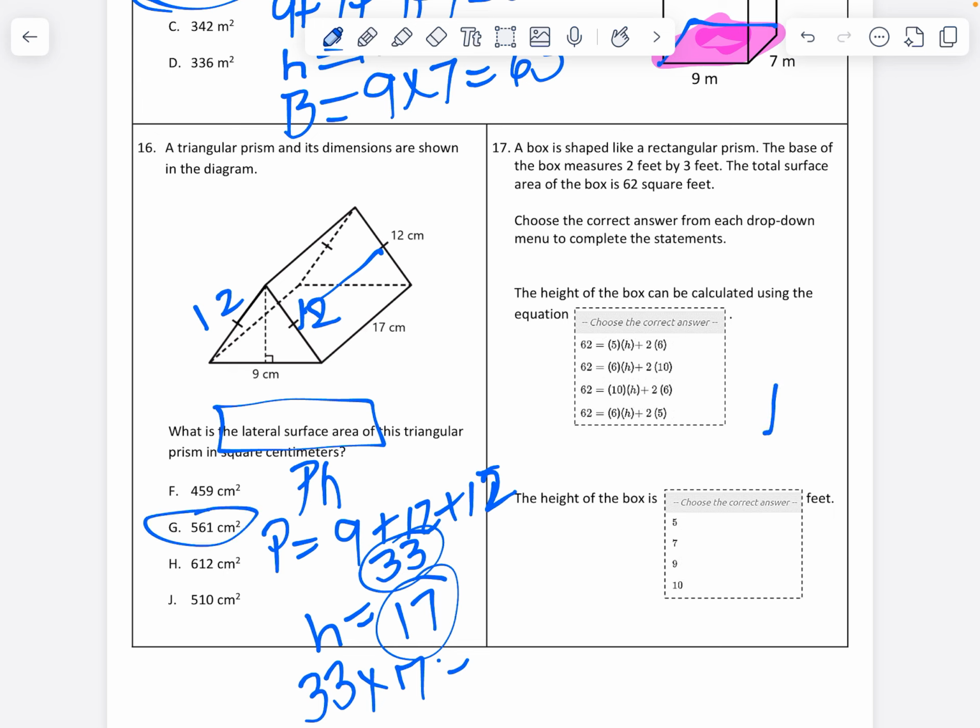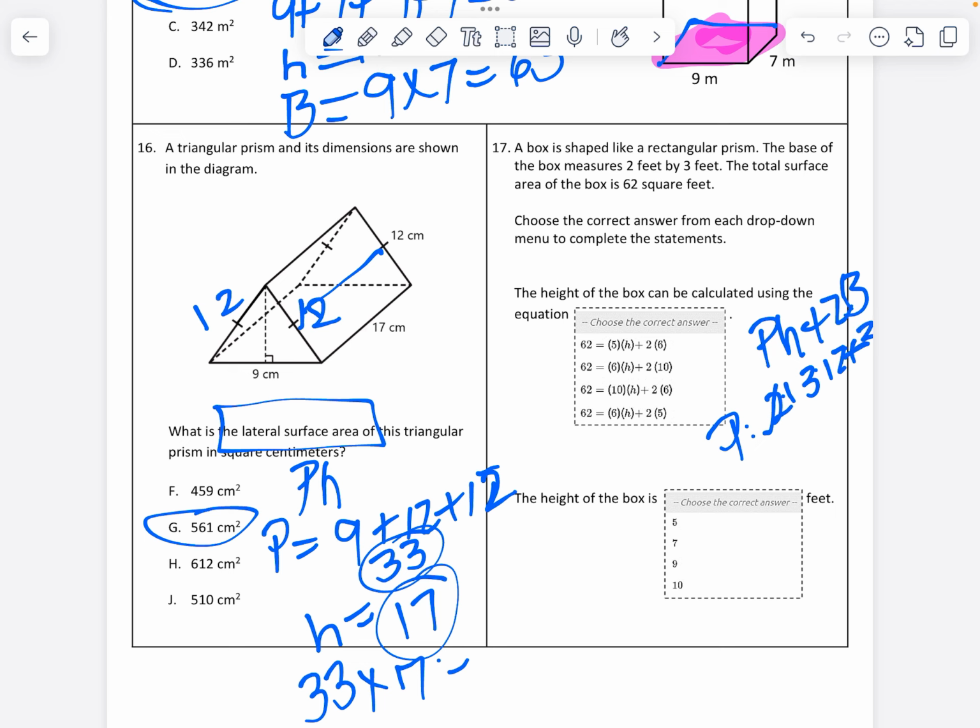Alright, 17. A box is shaped like a rectangular prism. The base of the box is 2 feet by 3 feet, and the total surface area of the box is 62 square feet. Choose the correct answer from each drop down. Okay, so we know the total, and then it says that the area of the base is 2 times 3, or 2 by 3. Okay, well, when we do the perimeter, remember this is actually showing for total. The perimeter is going to be those numbers added. 2 plus 3 plus 2 plus 3.